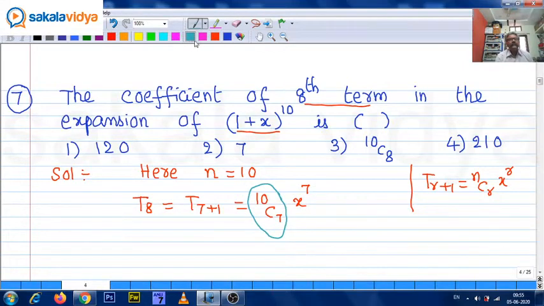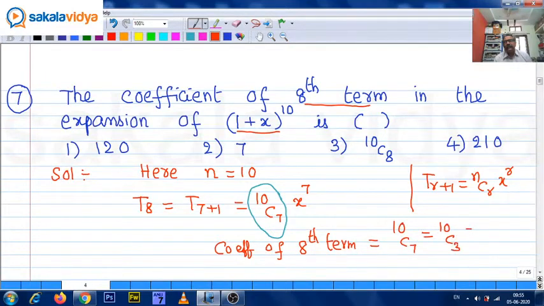So that means here we need to write: coefficient of eighth term equals 10C7. This equals 10C3, which is 10 into 9 into 8 upon 3 into 2 into 1. 3 threes are 9, and 2 fours are 8. 12 into 10, 120 is the desired answer. 120.